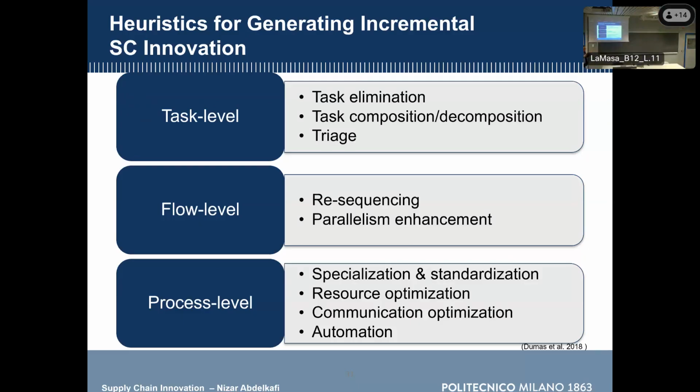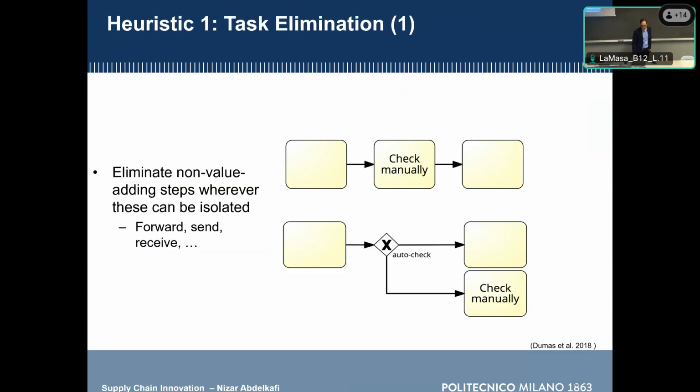We have task level heuristics. So you have flow level, and we have the process level. So the process is, there are many tasks inside, many activities inside. At the task level, we talk about task elimination, composition, and triage. We have the flow level, we talk about resequencing and parallelism enhancement. And then at the process level, we can use specialization and standardization, resource optimization, communication optimization, and automation. Okay, so these are the principles, and then let's look at them. So we will start one by one, and then think of some examples.